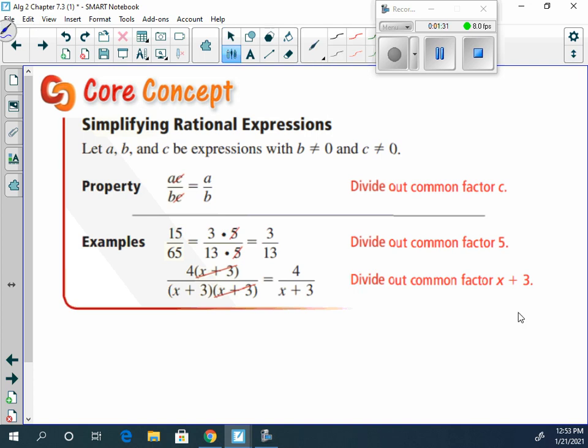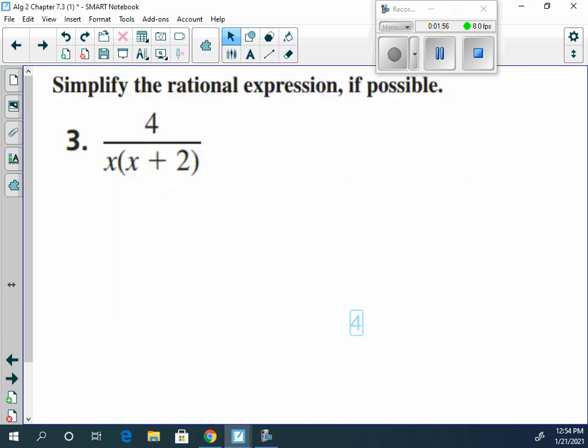Now this is kind of the same thing we've done before with fractions, like 15 over 65. Well, there's a common factor between them, so we simplify it out. We get rid of it. The same thing is true with our polynomial expressions. If they share the same polynomial expression, we simplify it out. We simplify it down. So let's go on and take a look at some of these here and see how these work.